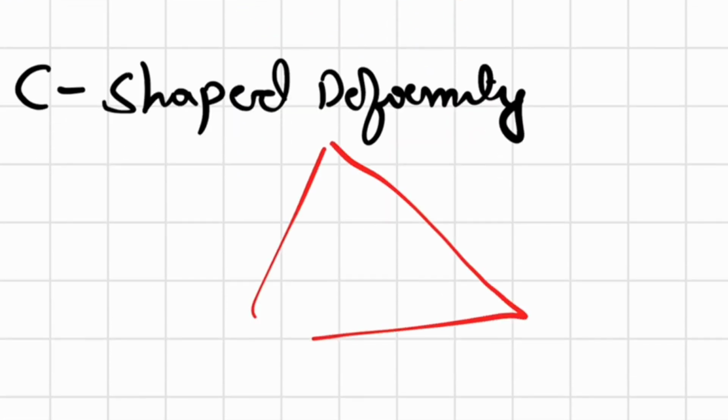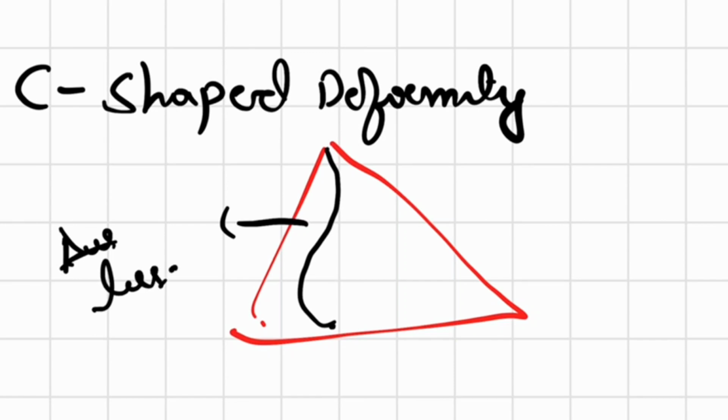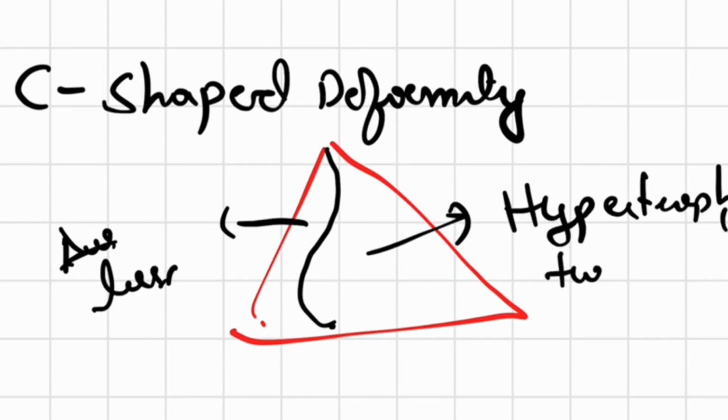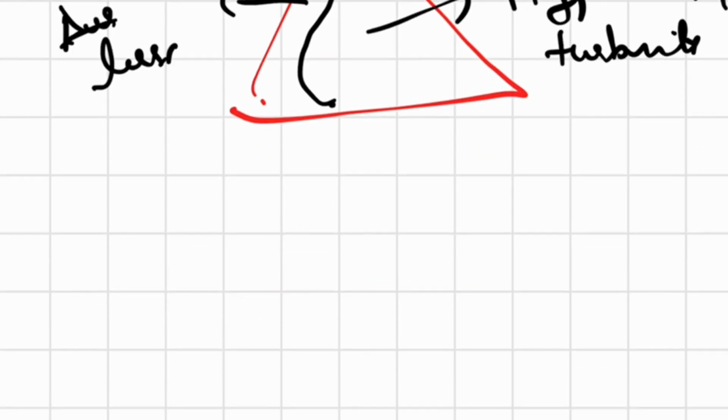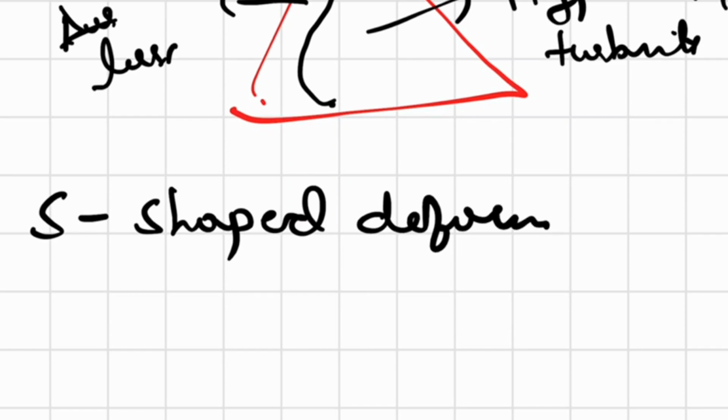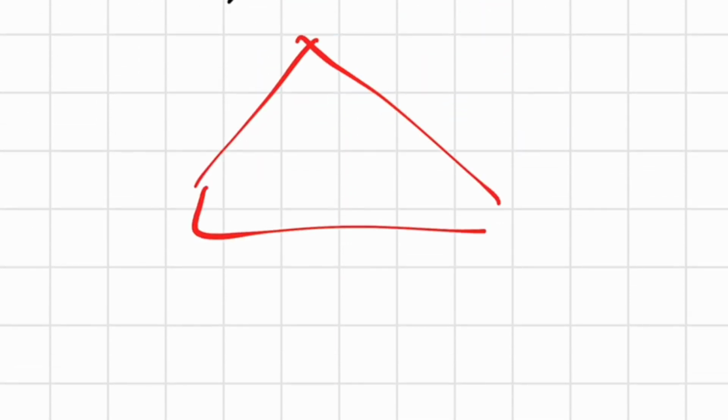In this, we can see a simple curve on one side like this, which causes obstruction on one side due to less space, and on the other side due to hypertrophy of turbinates. Next is S-shaped deformity. It is mainly a vertical or anteroposterior plane deviation.